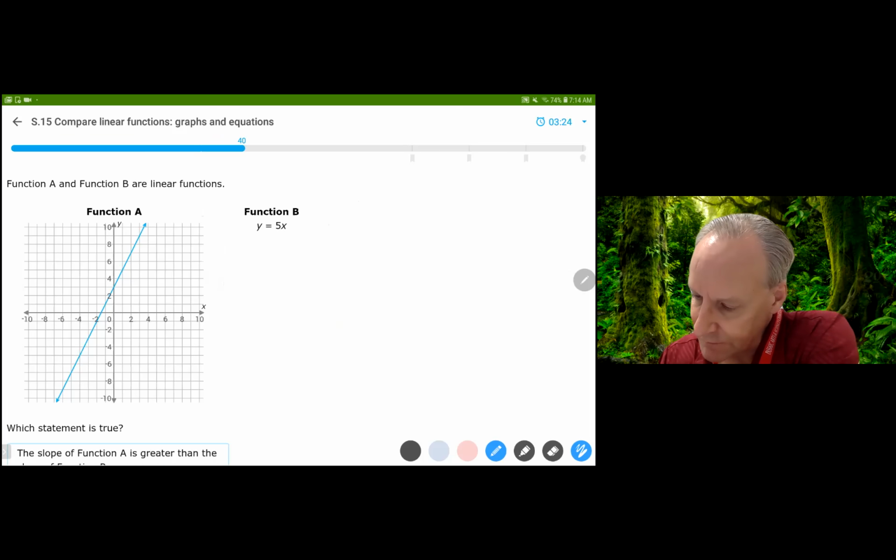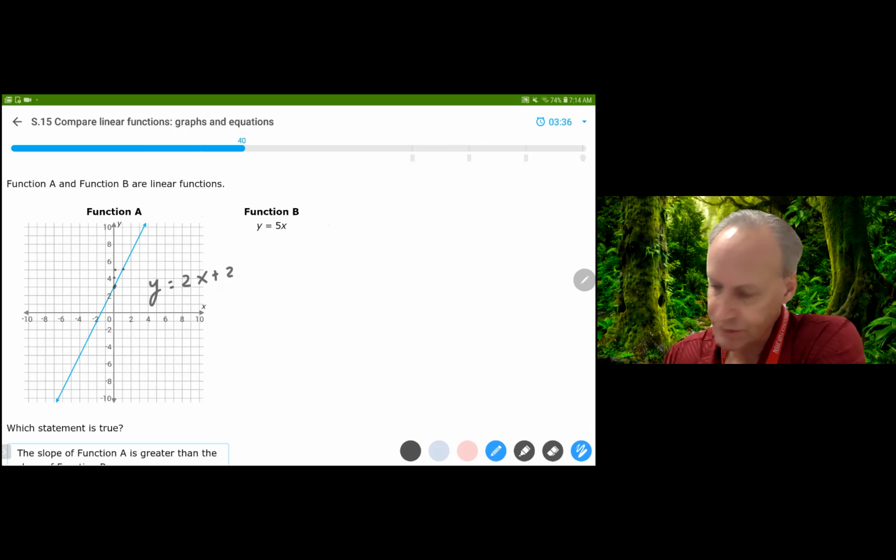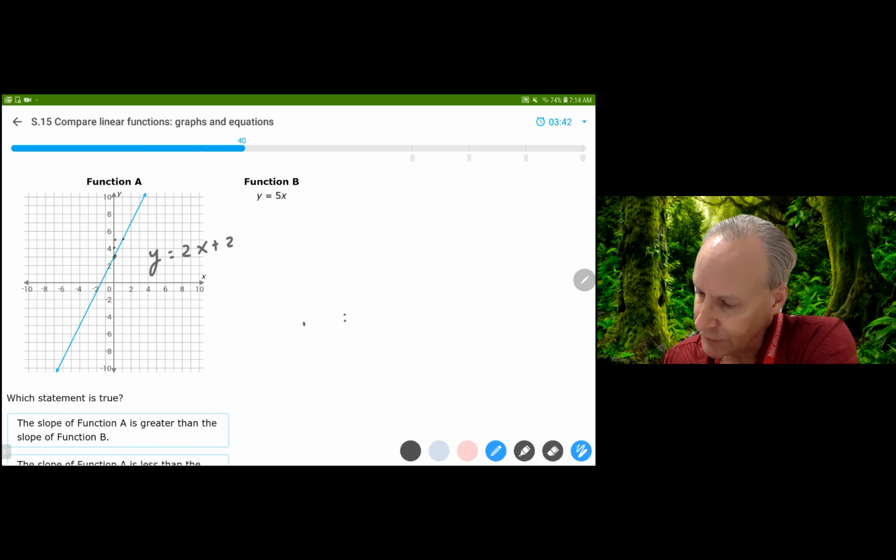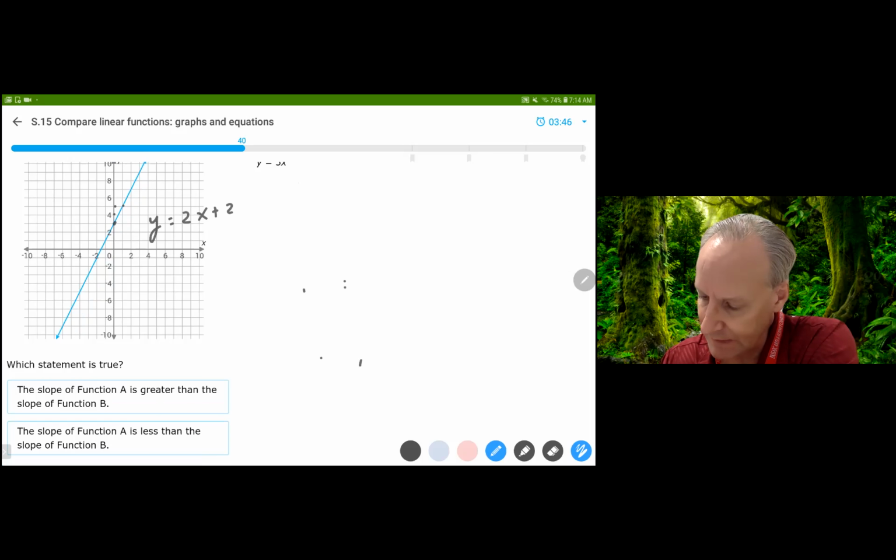Okay, so now we're looking at slopes again. The slope of function A is 2, up 2 over 1. This equation is y equals 2x plus 2. And this function is y equals 5x plus 0, if you like. We're interested in comparing the slopes. So the slope of function A is less than the slope of function B.